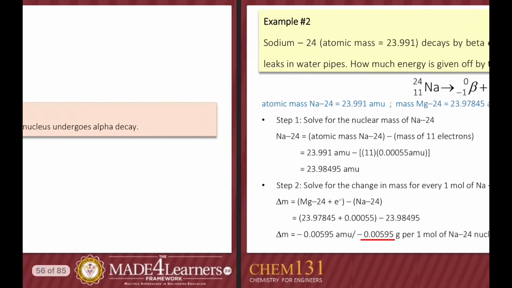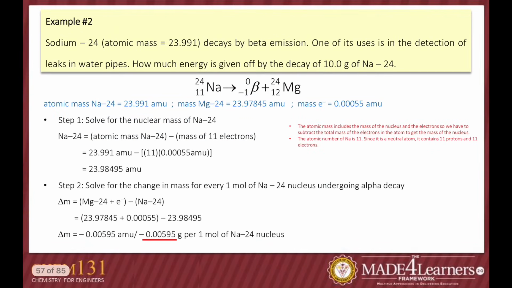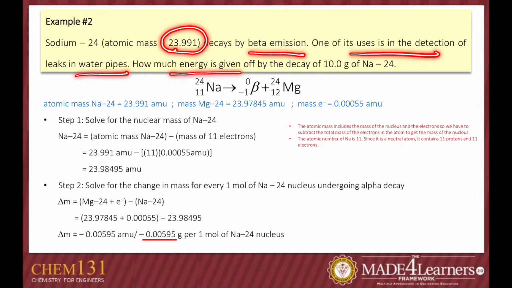Okay? Sige, another example. Sodium-24, which has an atomic mass of 23.991, decays by beta emission. So, gihatag diri ang atomic mass. You cannot find sodium-24 in the table. So, one of its uses is in the detection of leaks in water pipes. How much energy is given off by the decay of 10 grams of sodium-24?